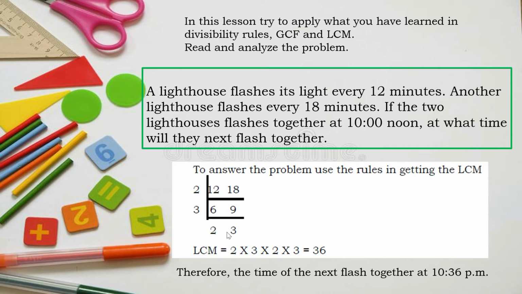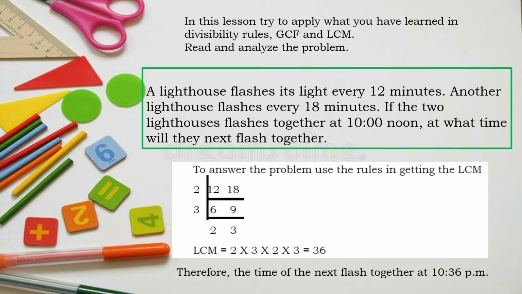They're both done. So, since this is LCM, we are going to multiply this one and this one. So, we combine them, the ones that are already at the bottom. 2 times 3 times 2 times 3 is equal to 36. So, therefore, the time of the next flash together is 10:36 p.m. So, your answer here is just added to the 10.